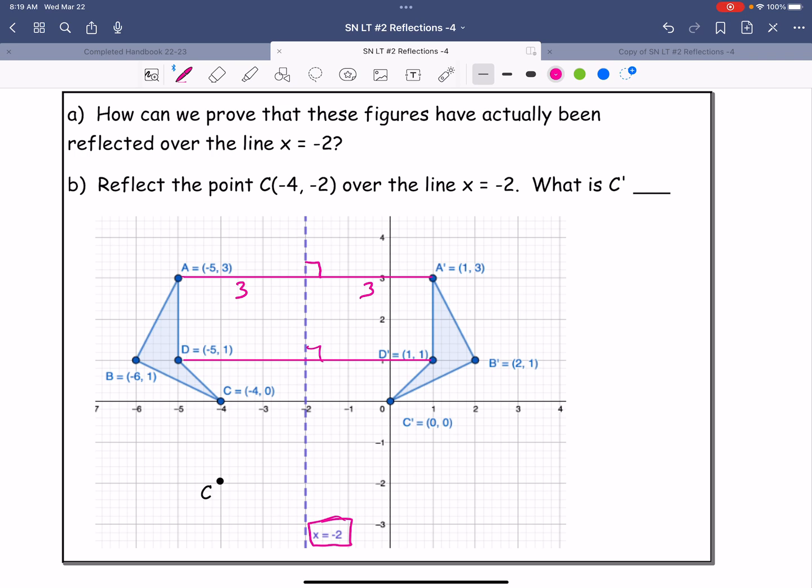Reflect this point -4, -2 over the line x equals -2. What do you get? Well, we're going to travel at a perpendicular path. We go 2 units to the opposite side. C prime is here. You travel at a perpendicular path and you go equidistant on the other side. So the vertices here are 0, -2.